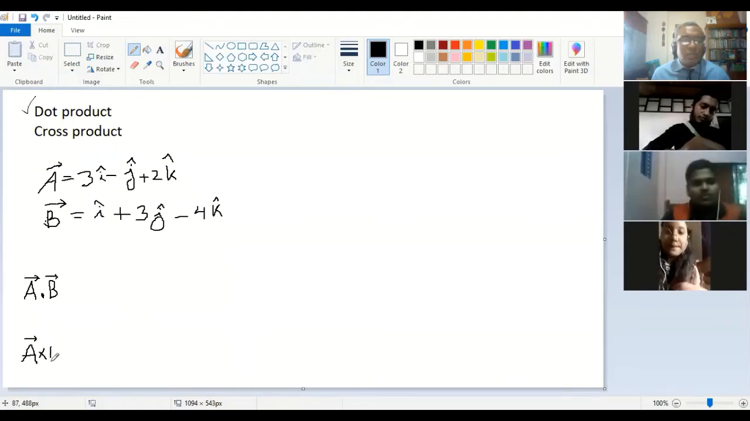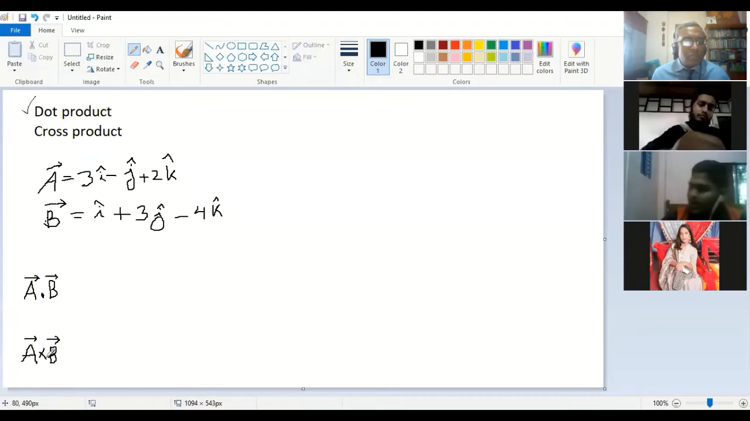So the correct pronunciation is cross. Sometimes we use the correct pronunciation in vector, sometimes we call it cross, no problem. So try to understand. This is another type of multiplication, and it is called A cross B.